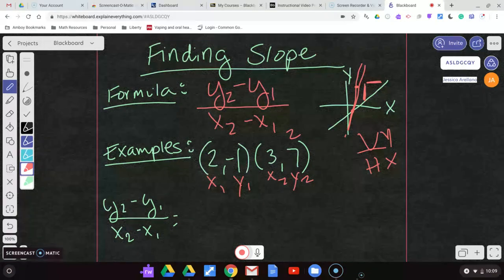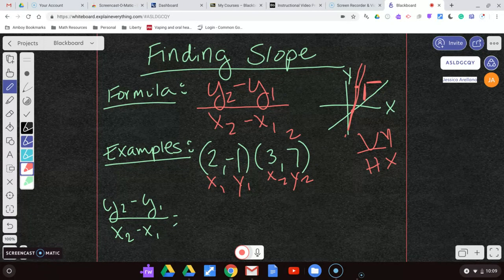So my first one is y2, which we labeled as 7. I'm going to subtract y1, which is -1. Okay, so notice there is already a subtraction sign in the formula, so I have to subtract -1. I should see two minus signs there. In the denominator, I will have 3 minus 2.